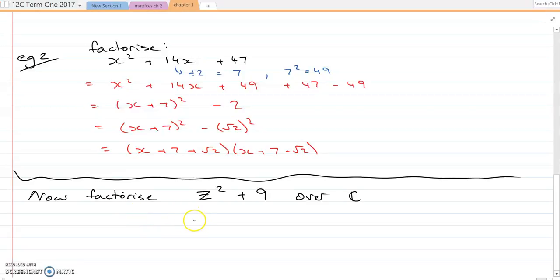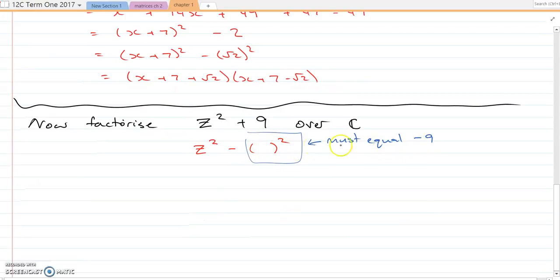First example, factorize z squared plus 9. So z is the standard letter we use instead of x in complex numbers. If we want to use the DOTS rule, we want to write this as z squared minus something squared. In order for this to be the same as z squared plus 9, this box must equal a negative 9, right? Because z squared minus a negative 9 is z squared plus 9.